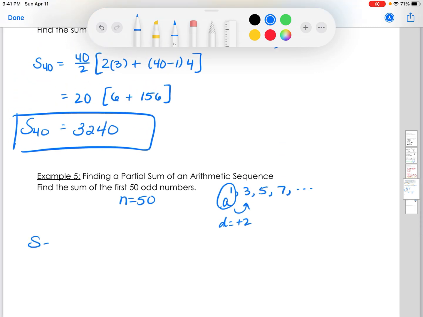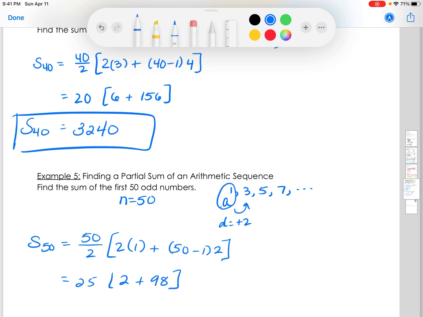So we have S of 50 is equal to 50 over 2 times 2 times the first term plus 50 minus 1 times D. All right, so that's going to give us 25 times 2 plus 49 times 2. Let's see, 49 times 2 is going to be 98. 98 and 2 is 100. So 25 times 100 is 2,500. Okay.